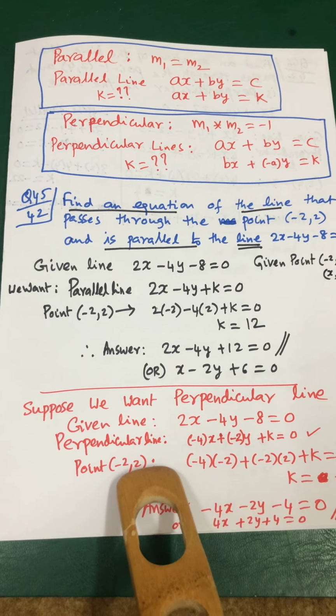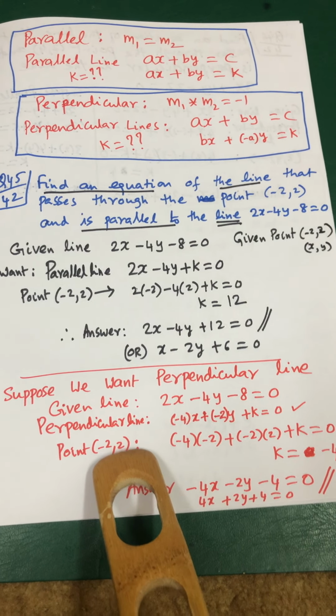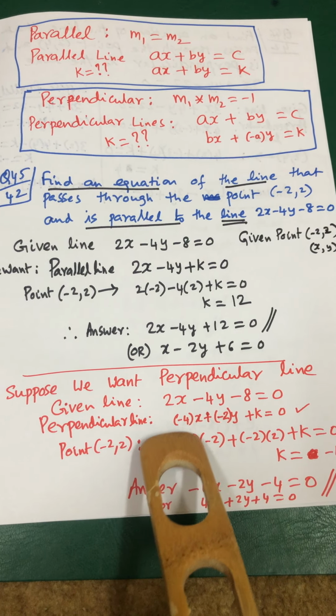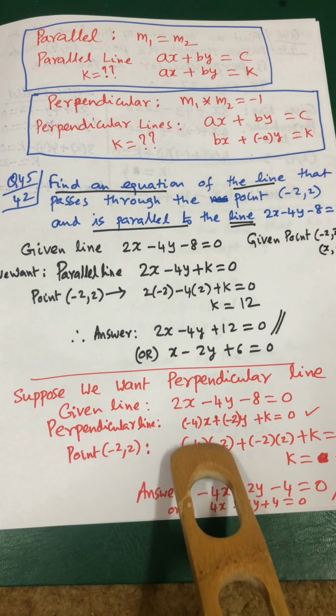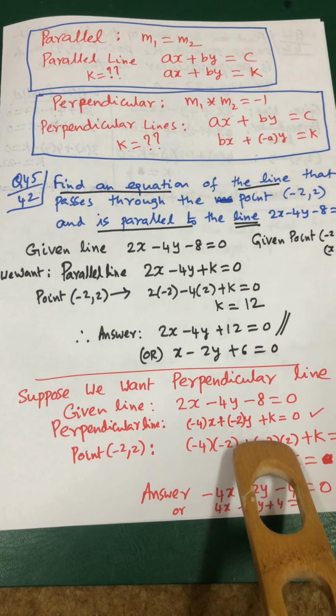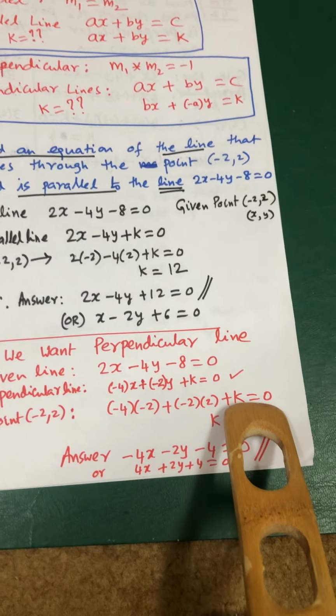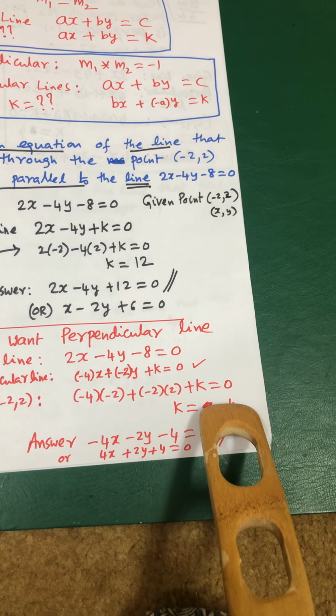Now after getting it, put the point -2, 2. Here is the point given, -2, 2. Replace x by -2 and y by 2. So -4 times x, which is -2, plus -2 times y, which is 2, plus k is equal to 0. Use calculator, the same thing you type it and you get k equal to -4.